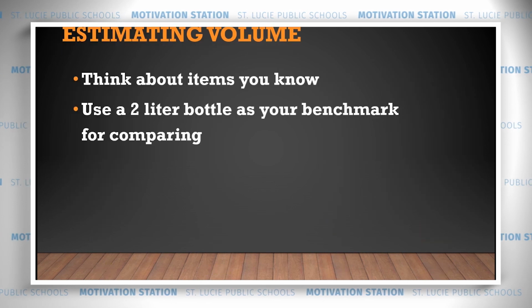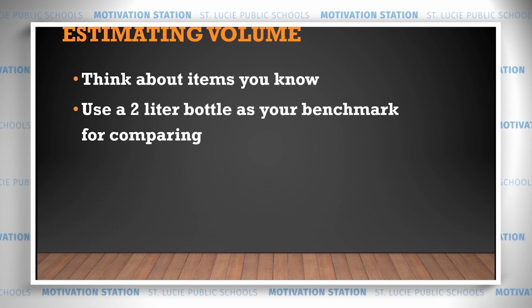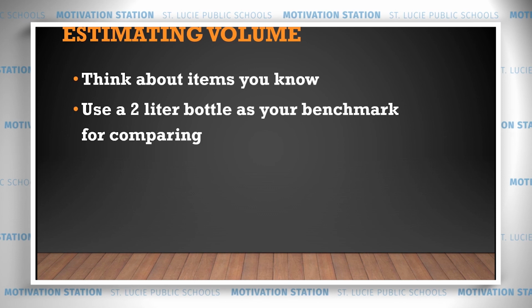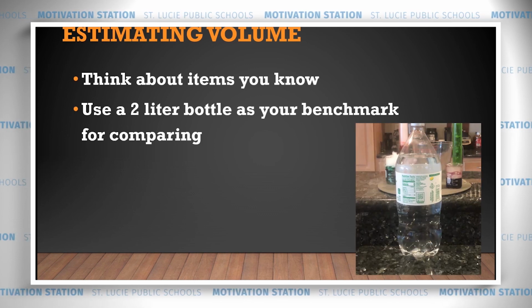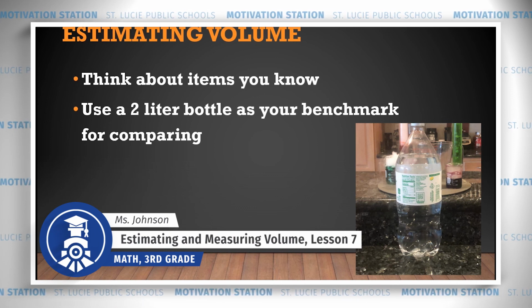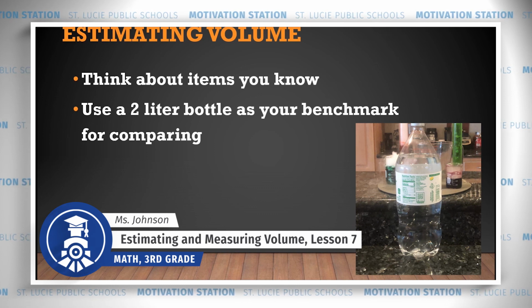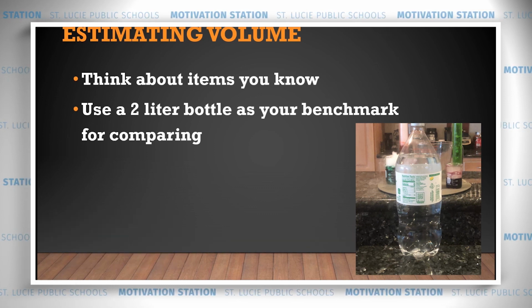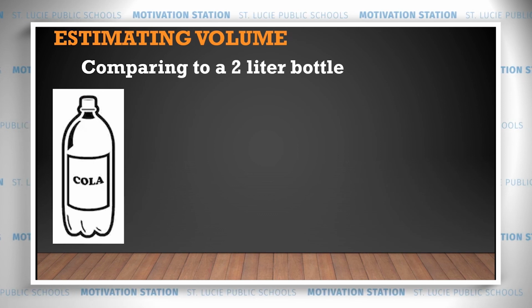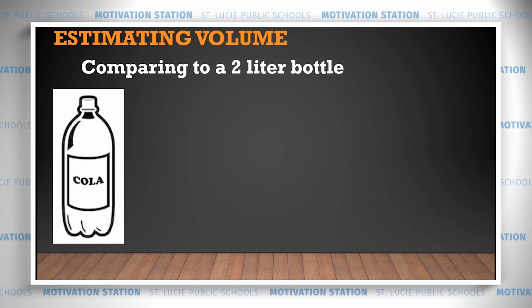Now we're going to change gears to estimating volume. When you're estimating how much volume a liquid has, you need to think about items that you already know about. For our purposes in 3rd grade in this lesson, we're going to use a 2-liter bottle because you all have seen a 2-liter bottle of soda, and that's going to be your benchmark for comparing volume. When we estimate volume, again, you're going to compare everything to a 2-liter bottle. So picture that 2-liter bottle in your head, or if you have one, go get it and hold it.